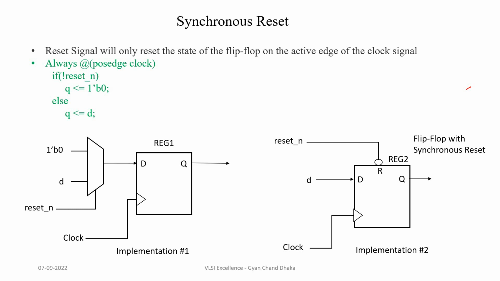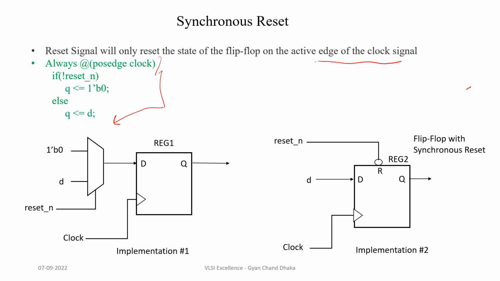In synchronous reset, the state of the flip-flop can only change on the active edge of the clock signal. Or in other words, we can say the reset signal can only affect the state of the flip-flop at the active edge of the clock signal. Now, how will we implement this in Verilog HDL?